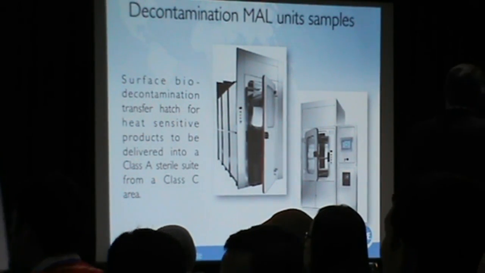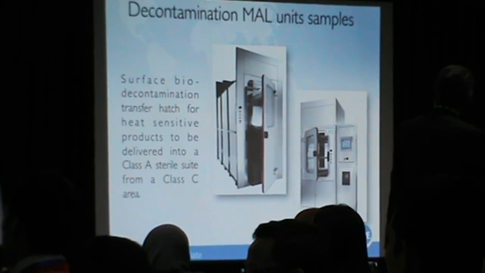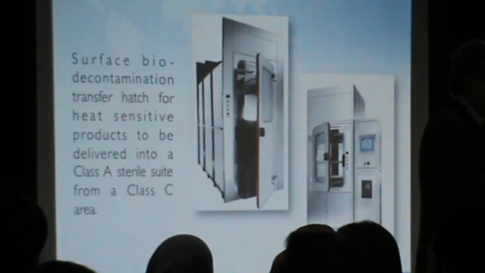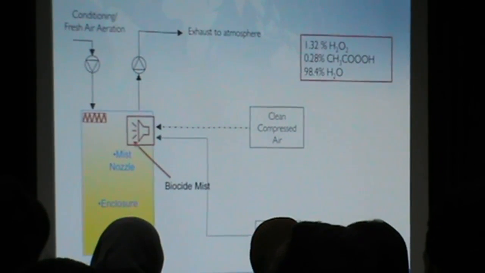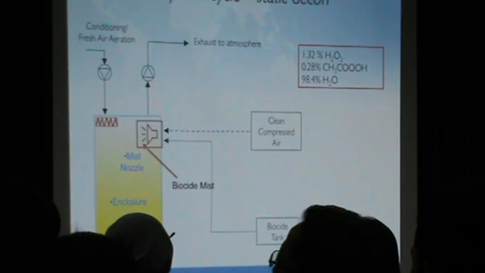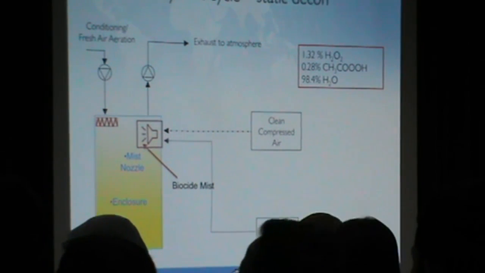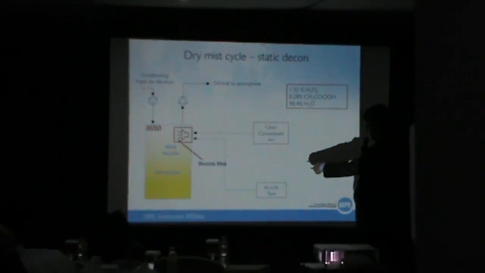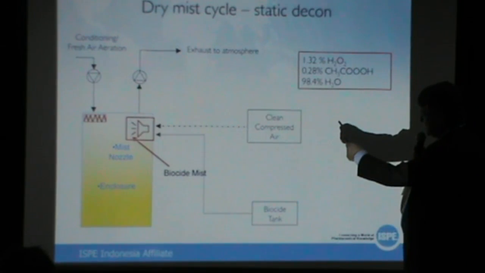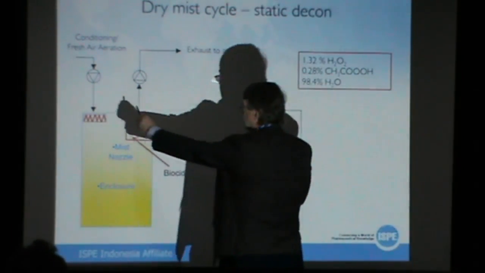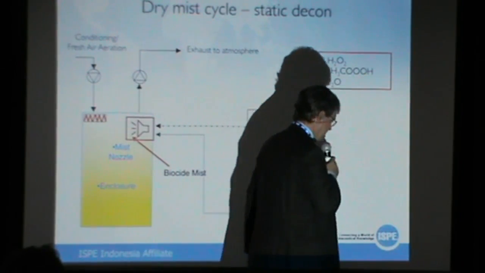And here there are some examples of material load. So you can have small size, big size, up to several cubic meters, and you can apply this process. And this is the diagram of the process. In this case we have the biocide tank that is right here. The generation of the small droplets is through the nozzle, so the liquid, through a Venturi effect created by clean compressed air, and then after the dwell time, conditioning, so aeration, fresh air, and it goes out.